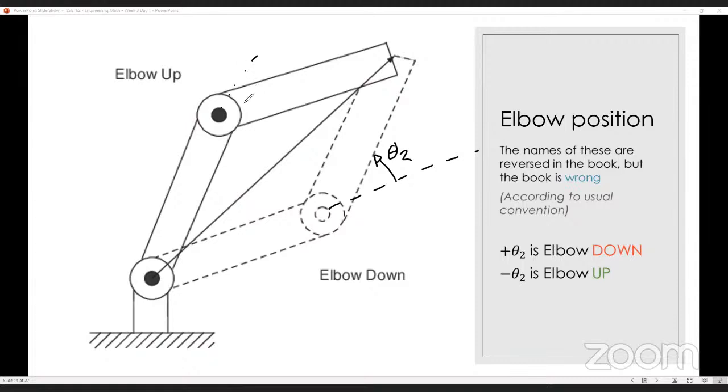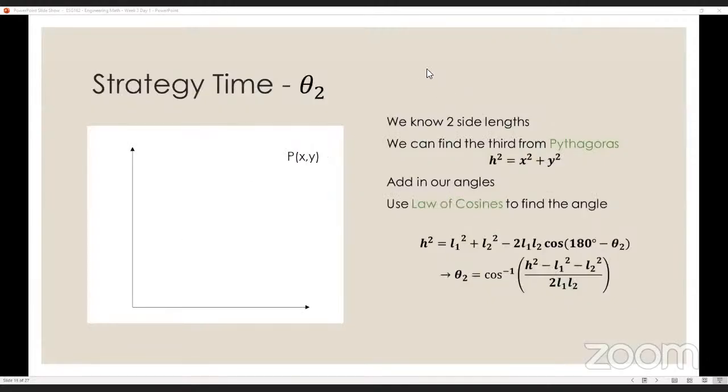This is elbow up. This is θ2 for elbow up. The angle is down. Okay. Does that make sense? So really all you need to know is that if it looks like the elbow is pointing up, that's elbow up. Right? That's what we need. Great. So strategy time. How do I find θ2?